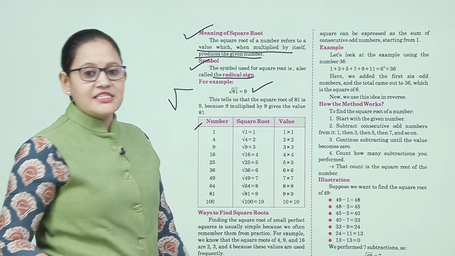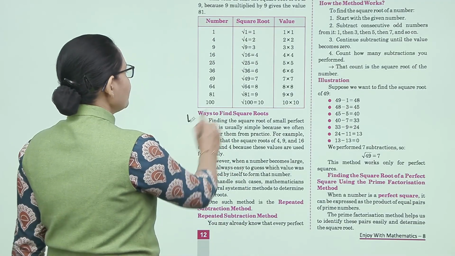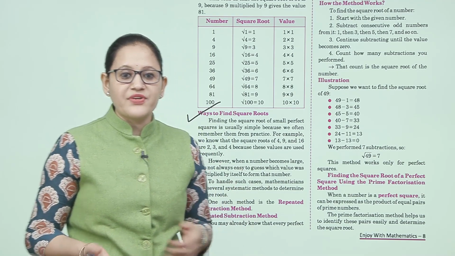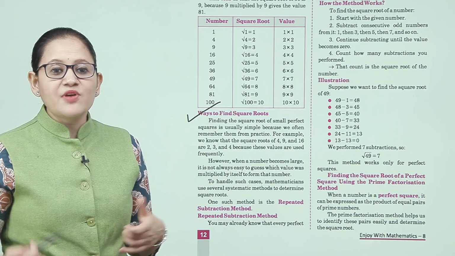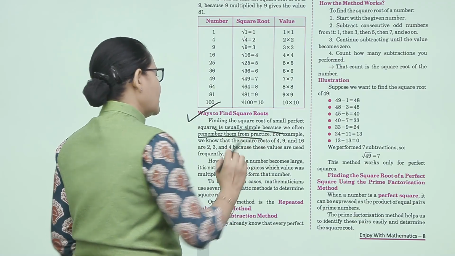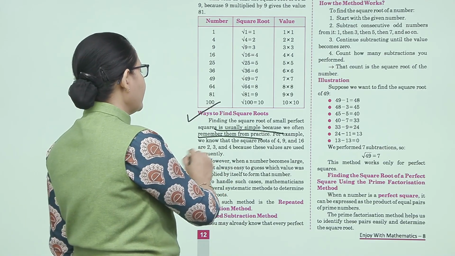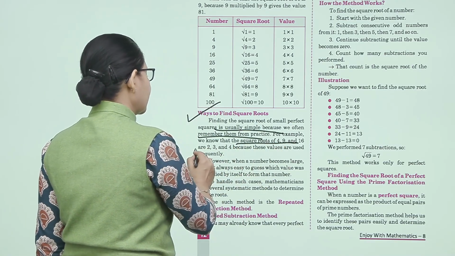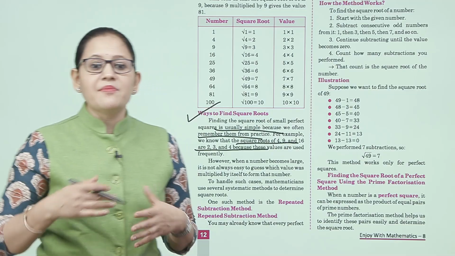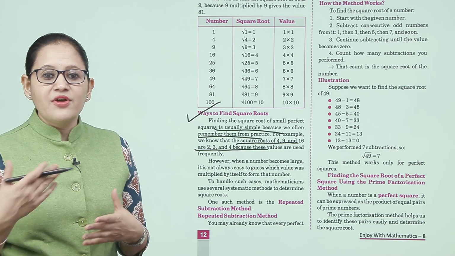Now, next is ways to find square root. How can we find out the square root of numbers? Finding the square root of the smallest perfect squares is usually simple because we often remember them from practice. If we practice, we can easily find the square root and the square of those numbers. We know that the square roots of 4, 9 and 16 are 2, 3, 4 because these values are used very frequently. However, when the number becomes large, it is not always easy to guess which value was multiplied by itself to form the number.